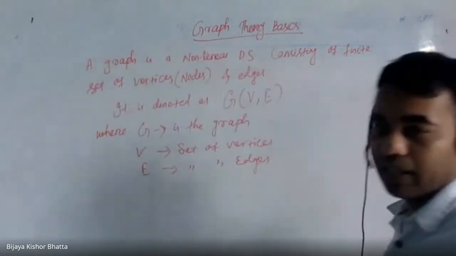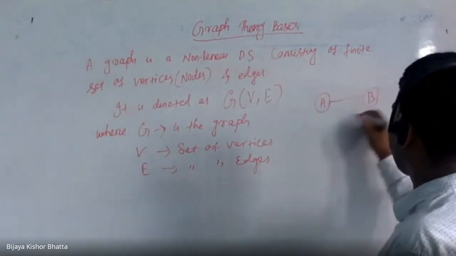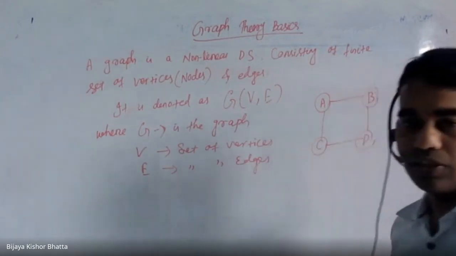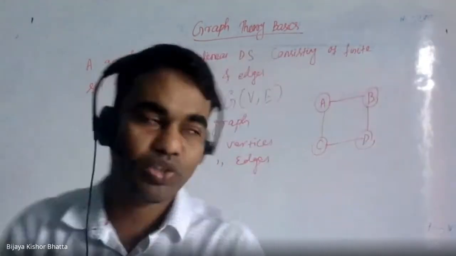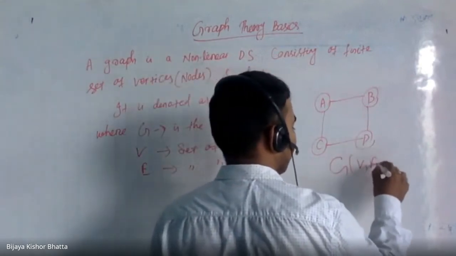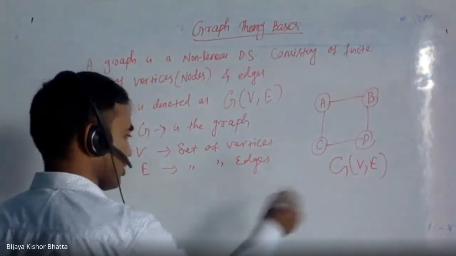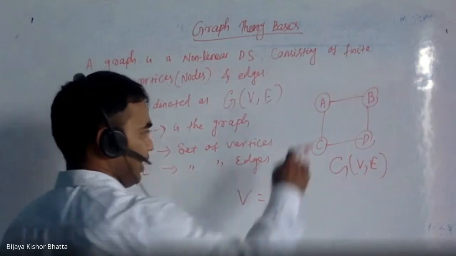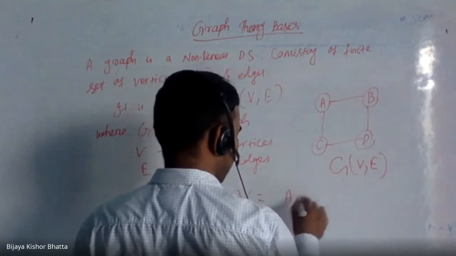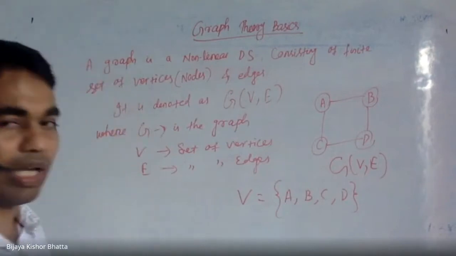So that means, let me take an example. Suppose I am taking a simple example. Suppose these are the vertices A, B, C, D, E. Suppose this is my graph. So this is a simple graph. Graph means it is a collection of two things. So who are the vertices? If I ask you what the set of vertices is in this example, V is nothing but A is a vertex, B is a vertex, C is a vertex, D is a vertex. So A, B, C, D is the vertex set.